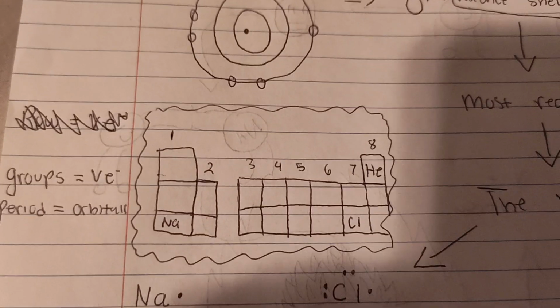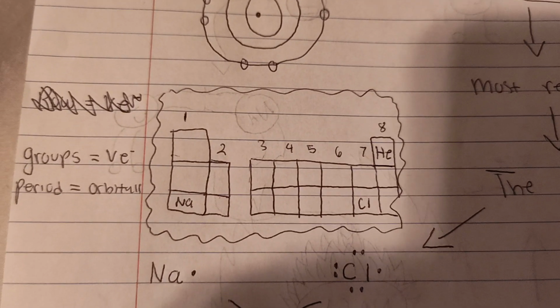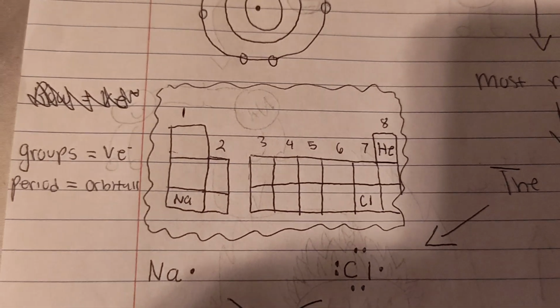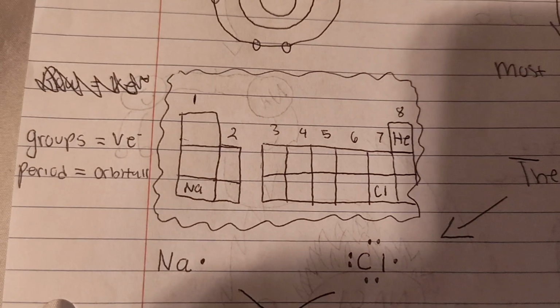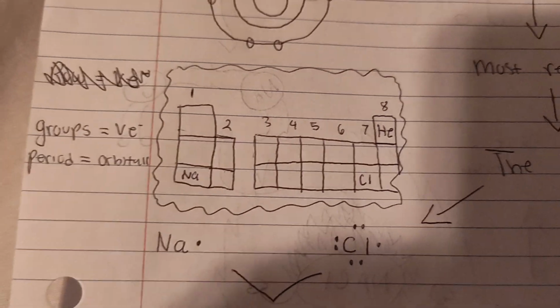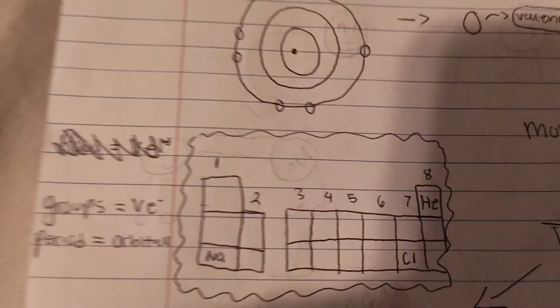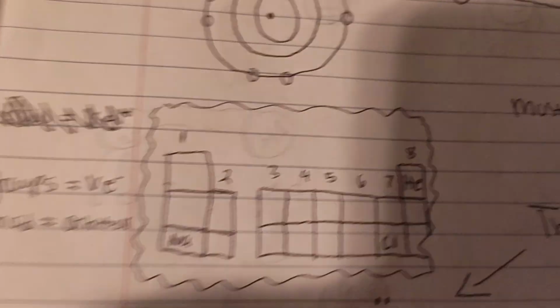Also, helium has 2 valence electrons and not 8, like the rest of the noble gases, but it still has a full valence shell, which still makes it a noble gas. So, just thought I should include that. Anyways, back to over here.